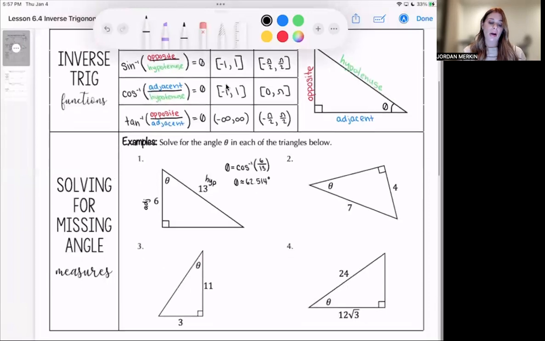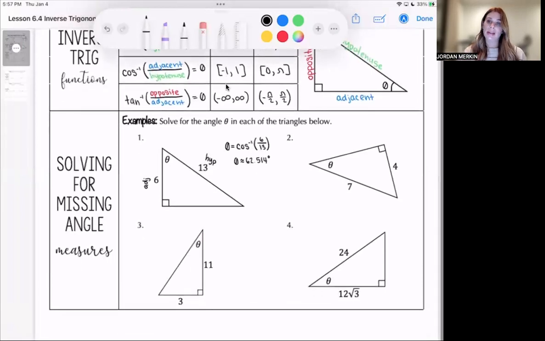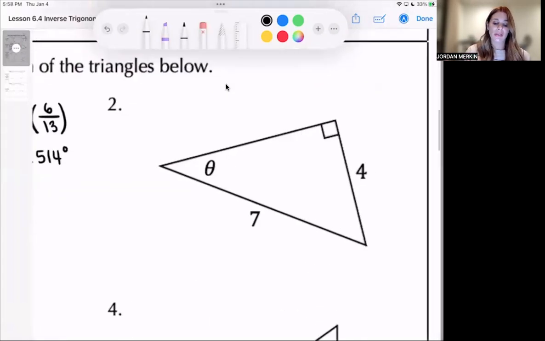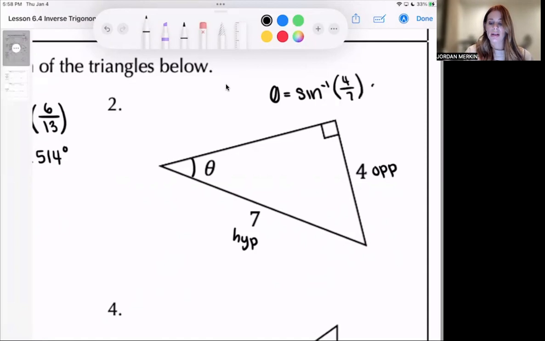Okay, go ahead and pause here and do 2 through 4, and then I'll go over them. Okay, number 2, we are solving for theta once again. We are given the opposite leg and the hypotenuse. So it looks like we're going to use inverse sine. So theta equals inverse sine of opposite, which is 4, over 7. If you punch that into a calculator, you get about 34.850. We're rounding to 3 decimal places, degrees.